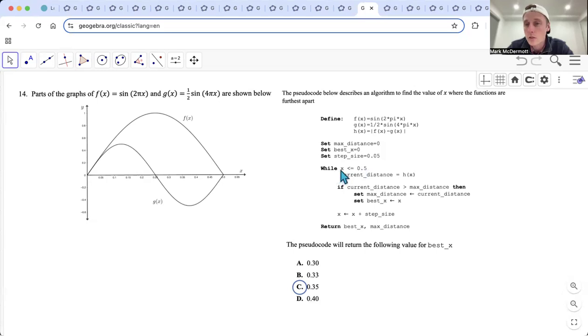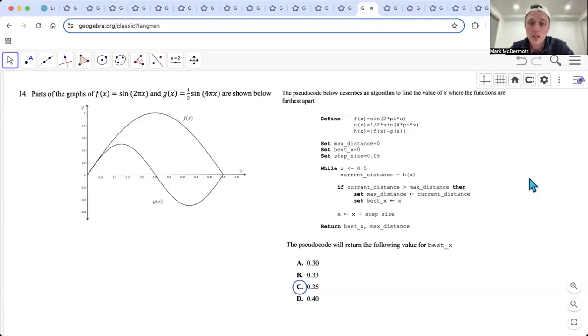As long as x is less than or equal to 0.5, the current distance is equal to whatever h of x is. If the current distance, h of x, is greater than the maximum distance, then set the maximum distance equal to the current distance, and then set your best x equal to x. Then increase x by the step size, which is 0.05. Return the best x value and return the maximum distance. The pseudocode will return the following value for best x.